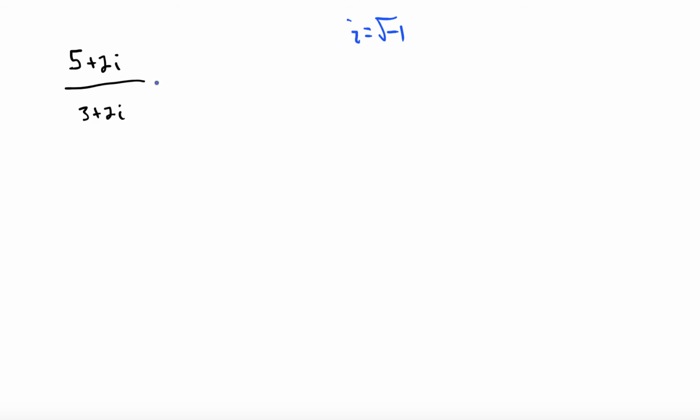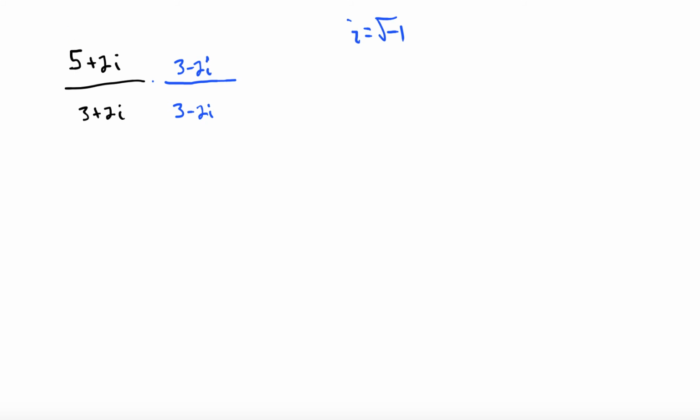So when we properly rationalize this, and this is a binomial, there's two terms, the 3 plus 2i. What we want to do is multiply the numerator and denominator by the conjugate of 3 plus 2i. So what is the conjugate of 3 plus 2i? It's going to be 3 minus 2i. And we want to multiply that by the numerator and the denominator.